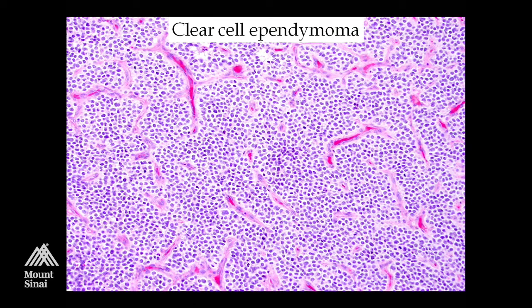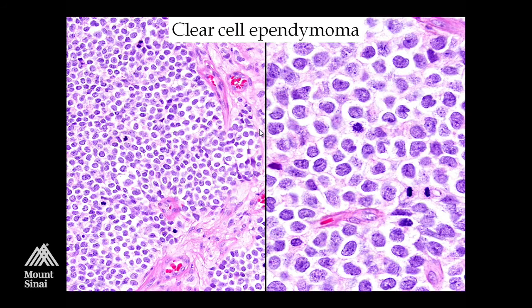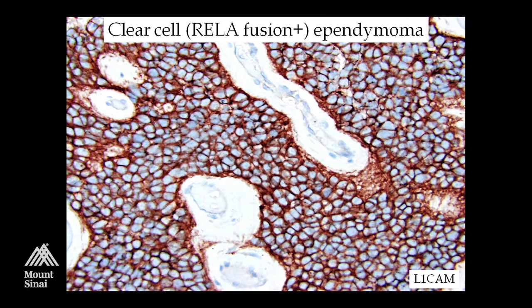The RELA fusion subtype is by definition a supratentorial type of ependymoma. They frequently have a clear cell histology, though not always. They often share with oligodendrogliomas this chicken wire-like capillary background. They're often anaplastic if you do the traditional grading. And the L1CAM stain is a reasonably good surrogate marker.